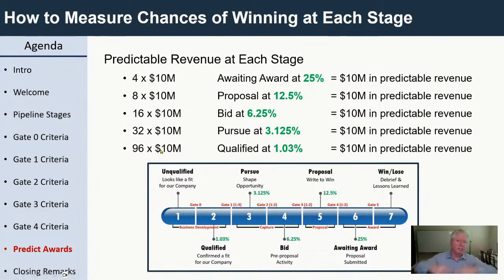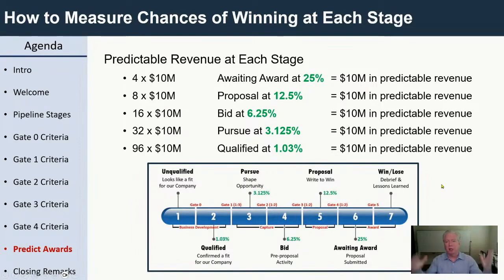Now, you don't really need 96. 96 is too many. But the reason I'm saying this is, if you don't do capture and you really move forward opportunities into bid, for example, pursue and bid, then you're going to need a ton in there. But when you find the right opportunities and when you do capture correctly, you're going to move more and more opportunities forward in the sales pipeline. And when you do, you're increasing your chances of winning. So hopefully that made sense.